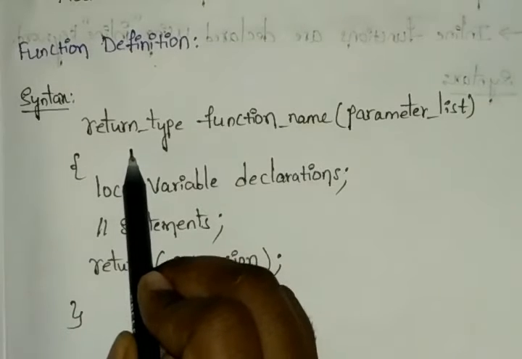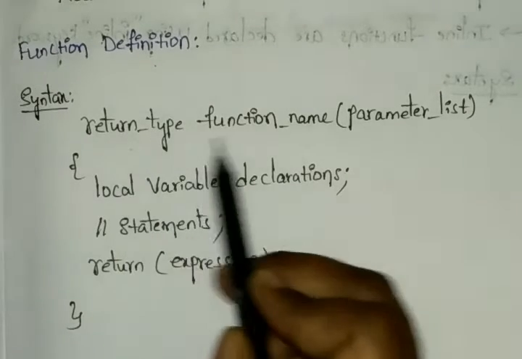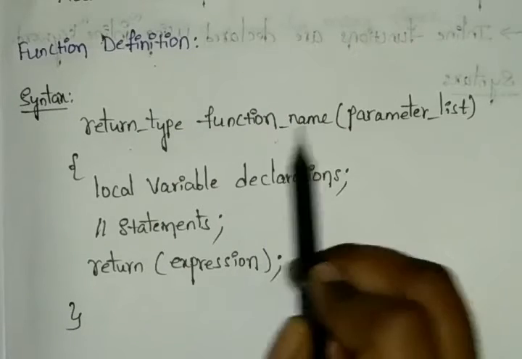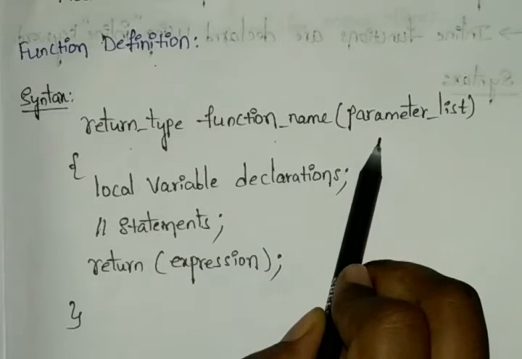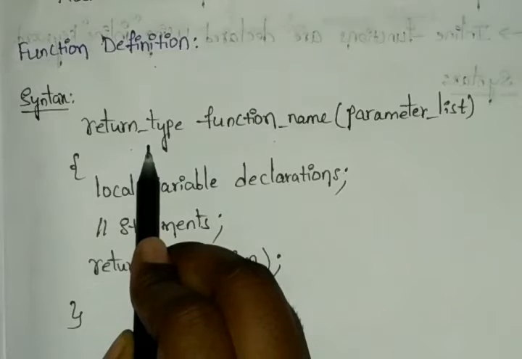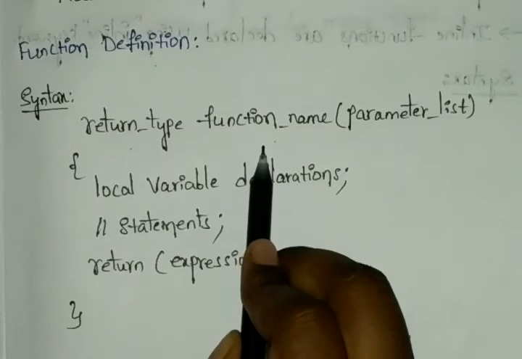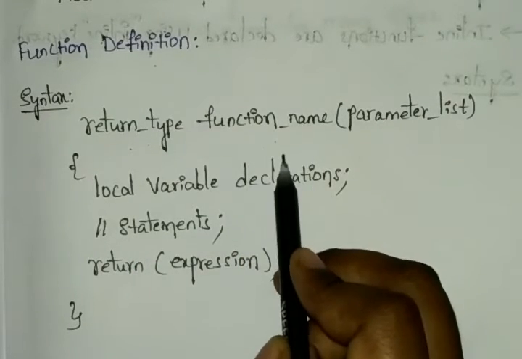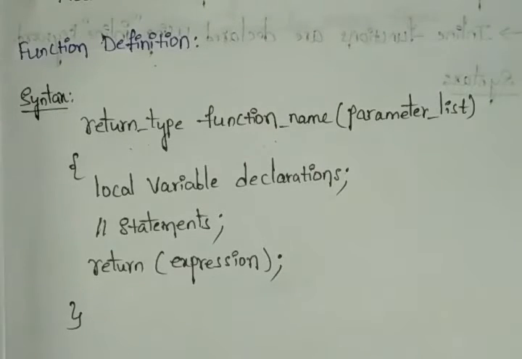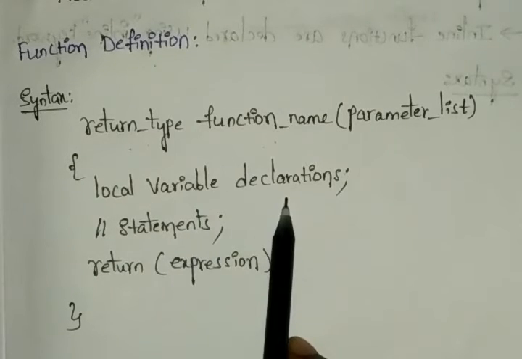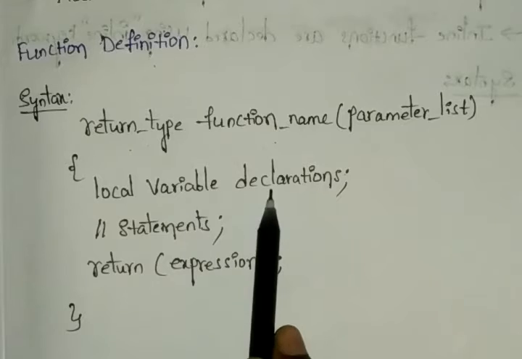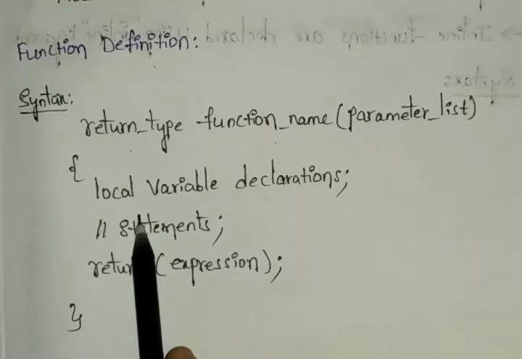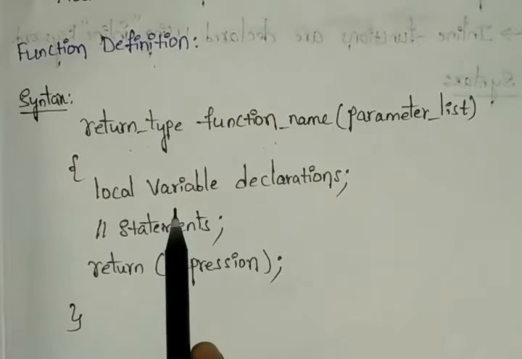First, write the return type. After that choose the function name and then pass the parameter list. Suppose you are taking void, and the function name is your choice, you can choose ABC or anything. Here we can also do it without a parameter list. After that we write some local variables. Here we have the local variable declaration. Local variables are the variables we write inside the function.